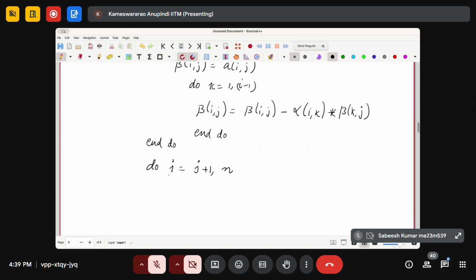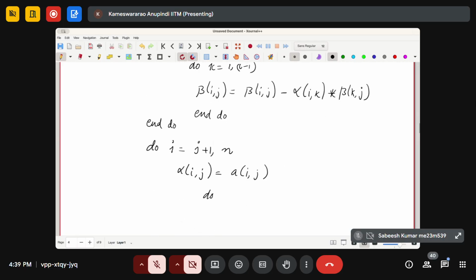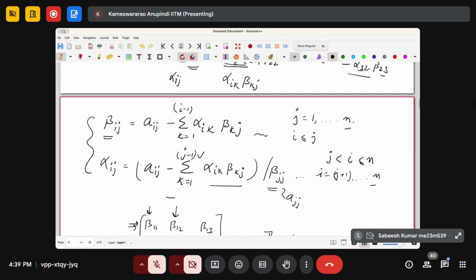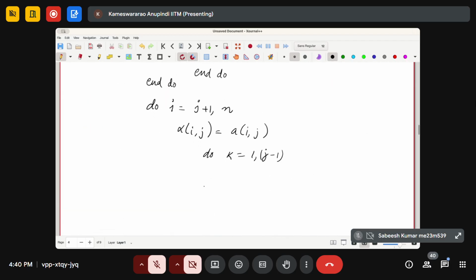I have to go to the remaining things. Then my alpha ij is going to be aij, okay? That is my I loop. Then I would again have a k loop. Do k goes from 1 to j minus 1, right? If we go back to what we have written, this was k goes from 1 to j minus 1 and alpha ik beta kj divided by beta jj. So this is going to be alpha ij equals alpha ij minus alpha ik star beta kj, okay, and end do.